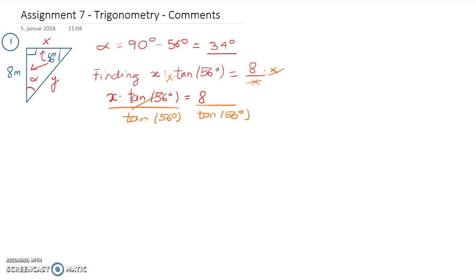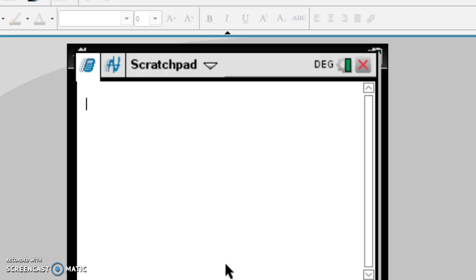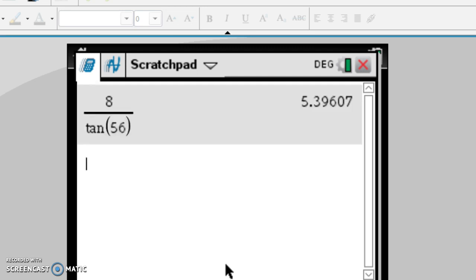So they cancel on the left-hand side, and we can finally say, what is x? X is 8 divided by tangent of 56 degrees. What is that? Let's check in the calculator. I have it over here. So I say 8 divided by tangent of 56 degrees. Doesn't matter, your calculator doesn't have to look this fancy, but you should get that result.